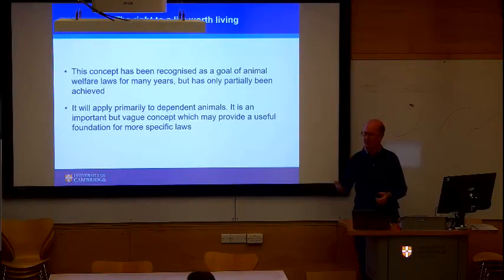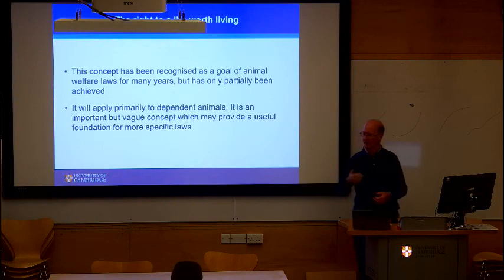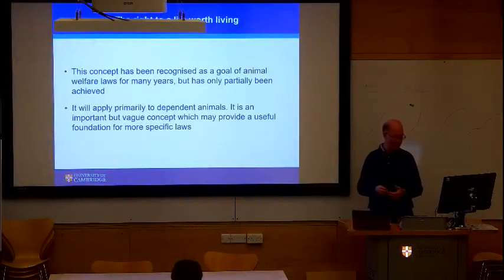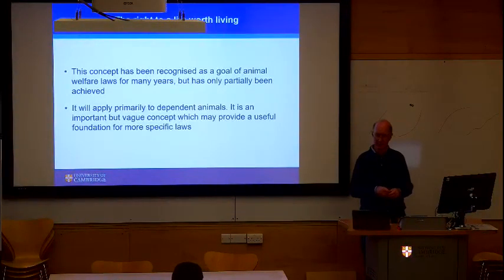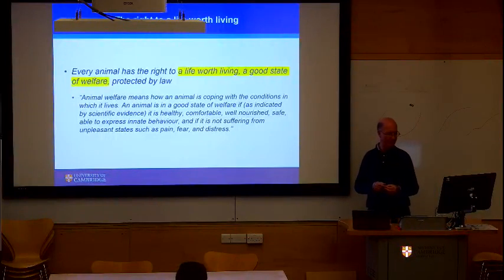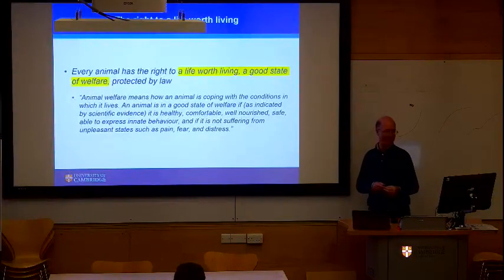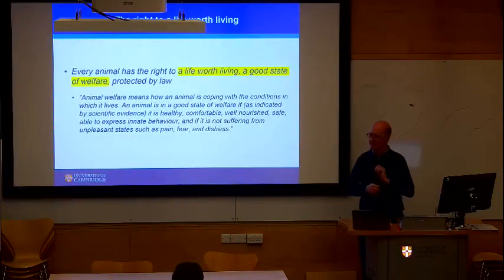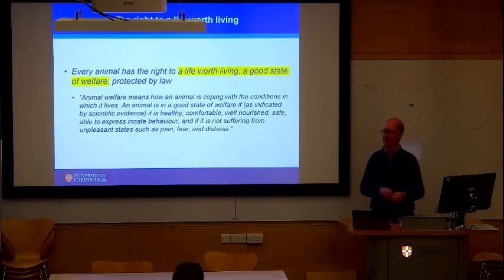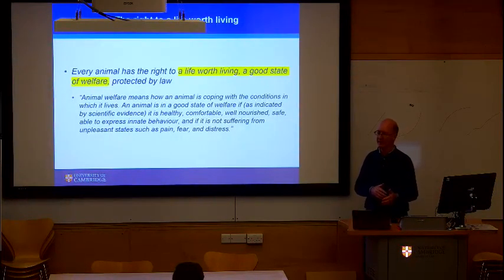So it's to do with food, companionship, family, access to medicine, access to shelter, all of those sorts of things, opportunity to exhibit natural behaviour, and so on. So it may be too vague a concept, I don't know, but it's certainly one that's been discussed. Anyway, every animal has a right to a life worth living, a good state of welfare. I put in the definition, I think it was from the EU, I've got the reference, about animal welfare, how an animal is coping with conditions. And a good state of welfare, as you said, healthy, comfortable, well-nourished and so on, able to express innate behaviour. So a good state of welfare as a legal right.